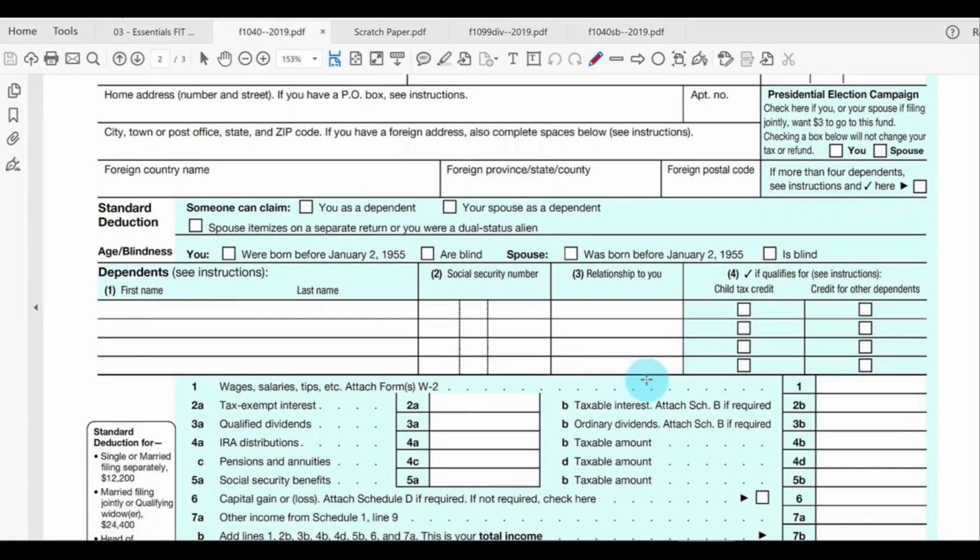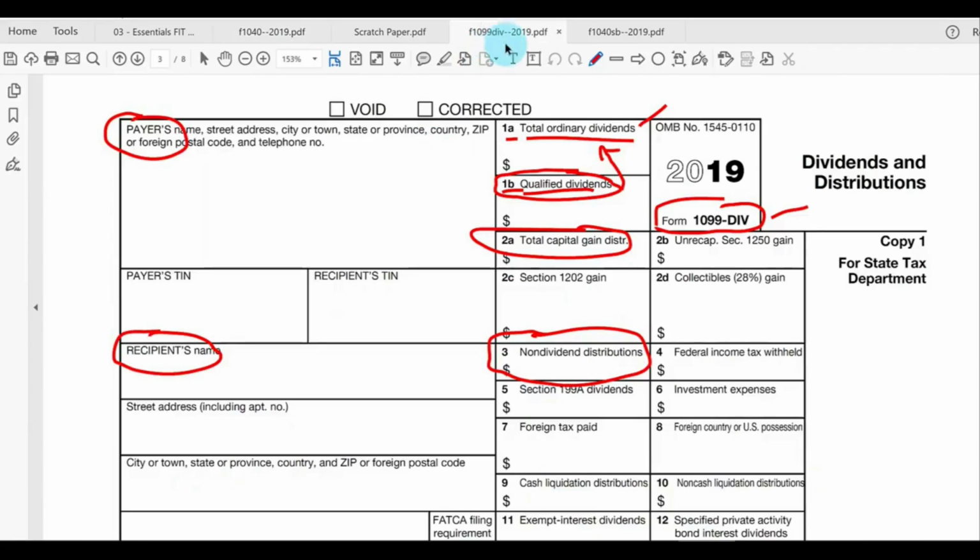So line 3B would be the ordinary dividends that you had subtotaled on that Schedule B. But going off to the right, here in 3A, would be the qualified dividends. Again, let's go back to the 1099 form. The ordinary dividends are in the right-hand column of the 1040 form, and the qualified dividends in the left-hand column.